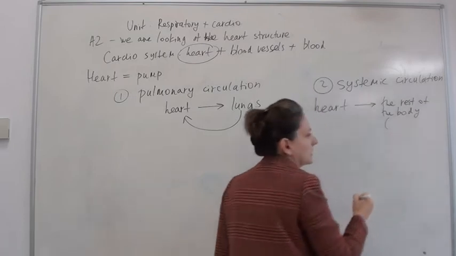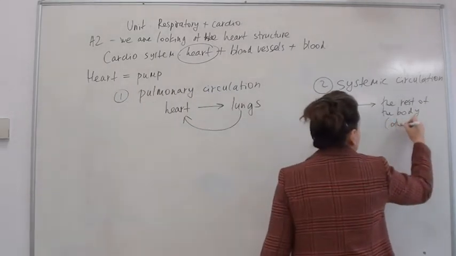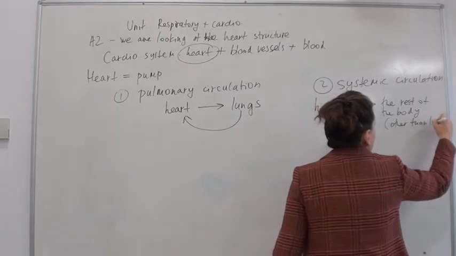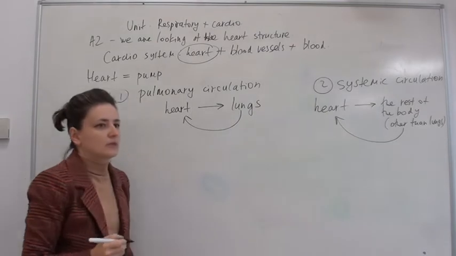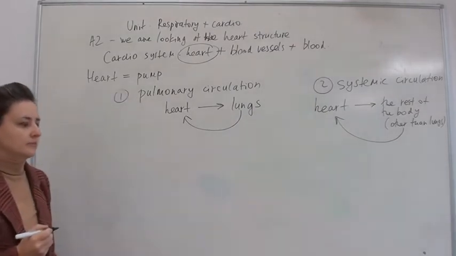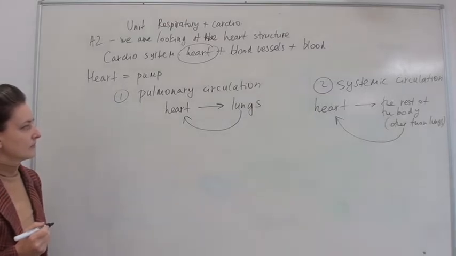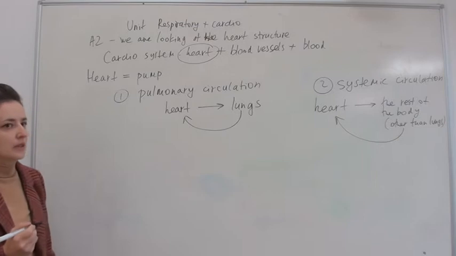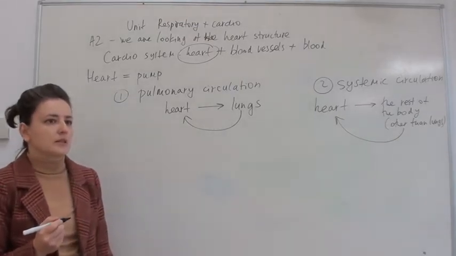And I'll put in brackets, meaning other than lungs. And then they go back to the heart. So that's your second loop. So pulmonary loop, pulmonary circulation, and the second one is systemic circulation.